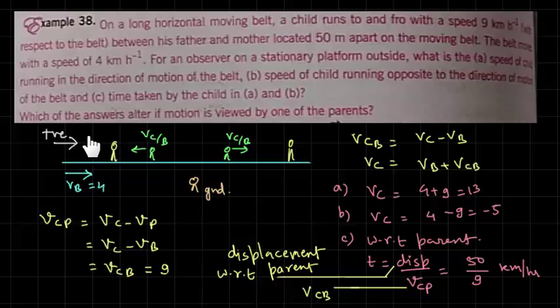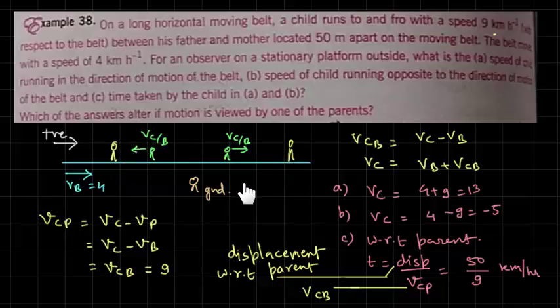So let's consider this direction as positive. The child is running to and fro. So when he is running in this direction, what I have indicated here is the velocity of child with respect to belt, because that's what has been given to us, which is 9 km per hour. And while returning also, it will be the velocity of child with respect to belt, which is still 9.